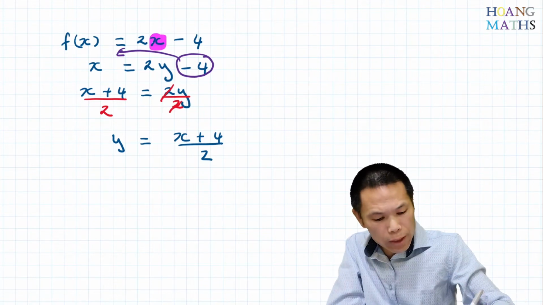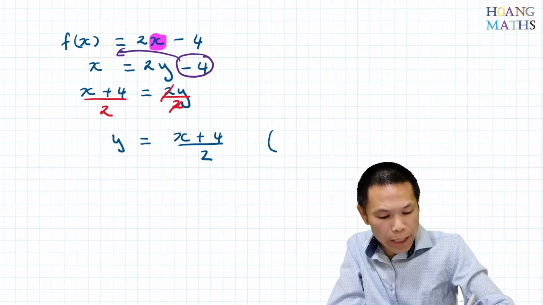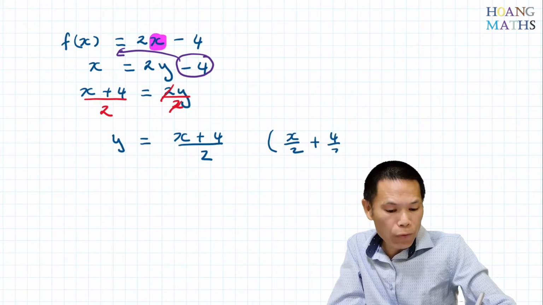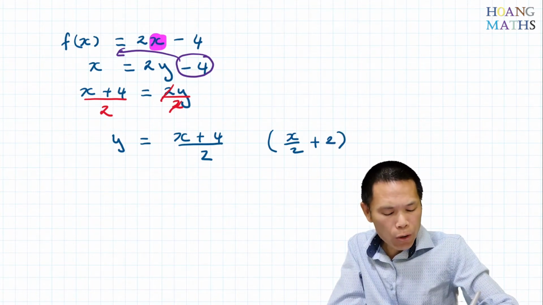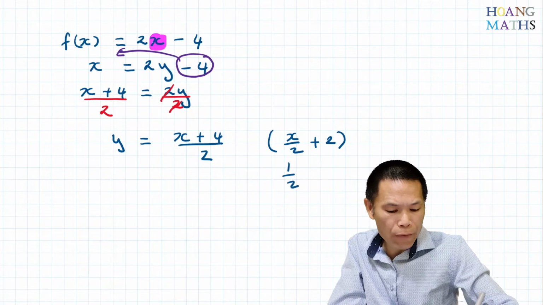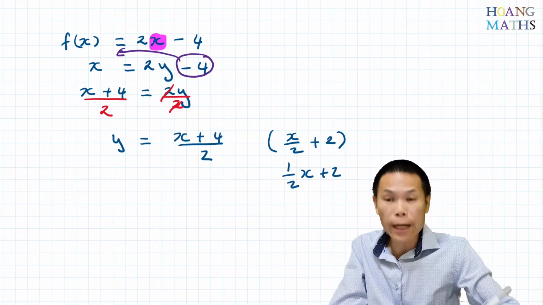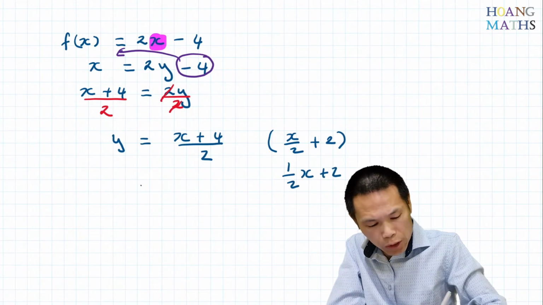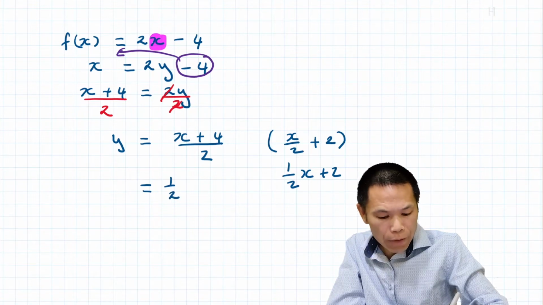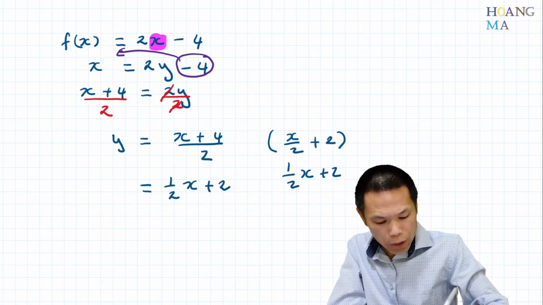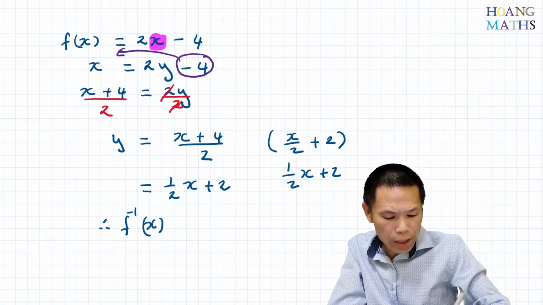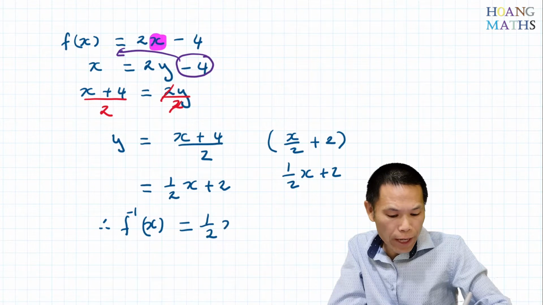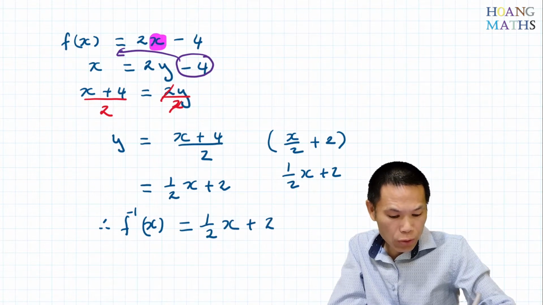Or this can be written as, remember I can split that out, x over 2 plus 4 over 2. So 4 over 2 is 2. Or better than this, I can even write a half of x plus 2. So therefore, the inverse of the function is a half of x plus 2.